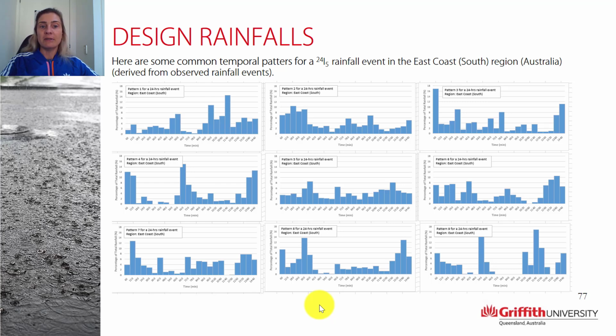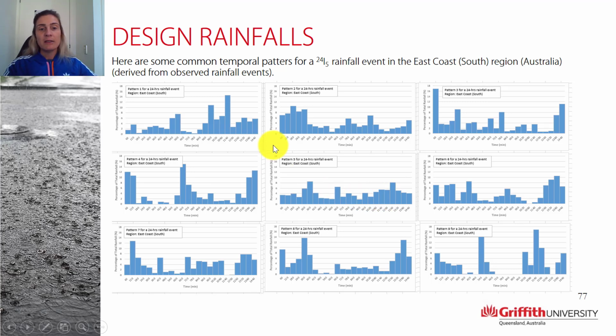All right, so here are some common temporal patterns for a rainfall event of 24-hour duration and an average recurrence interval of 5 years in the east coast region of Australia. As we can see, the rainfall distributed over 24 hours has various intensities. For example, this one has the largest intensity in the beginning of the rainfall event. This one has the largest intensity happening in the center of the event. Some others are a bit more uniform, for example, this one, which approximates a constant intensity.